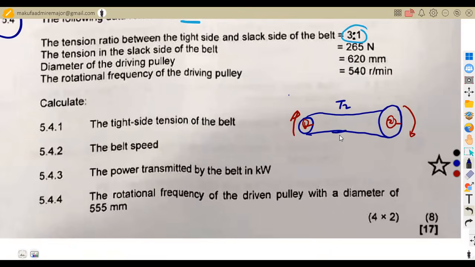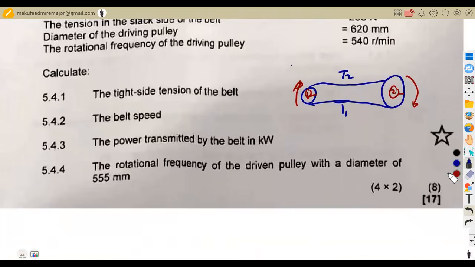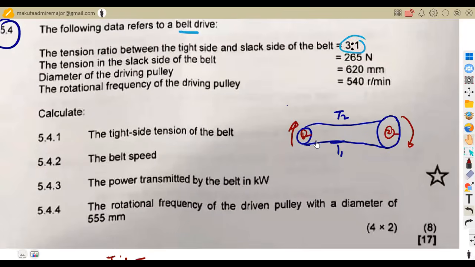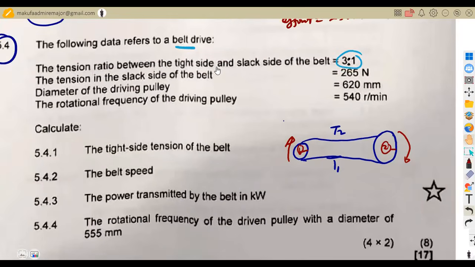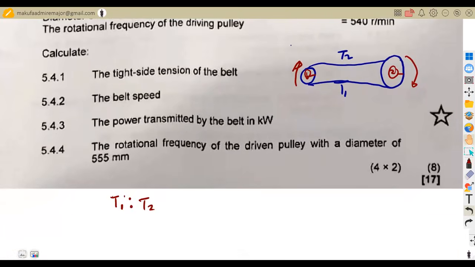So this is our T2 or T1 in this case, remember. It is taken from T2 as to T1, sorry, T1 as to T2 in this case. That is the idea of the ratio that you'll be given for the size, the tension for the belt, which is for the tight and the slack. All right, so 3:1, meaning the tight side T1 to the slack side is 3:1.